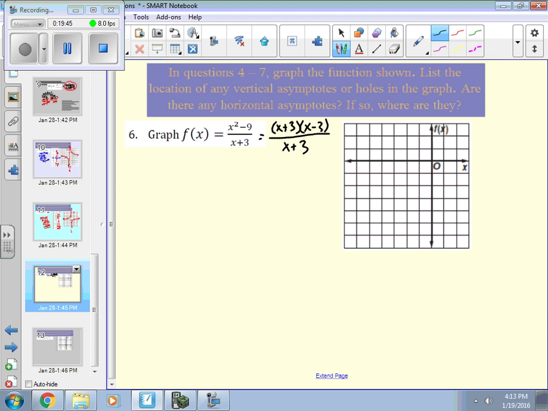Now we want to see where this is undefined. It's always going to be undefined wherever there's division by 0. So here, set the denominator equal to 0. Looks like at -3, it's going to be undefined.